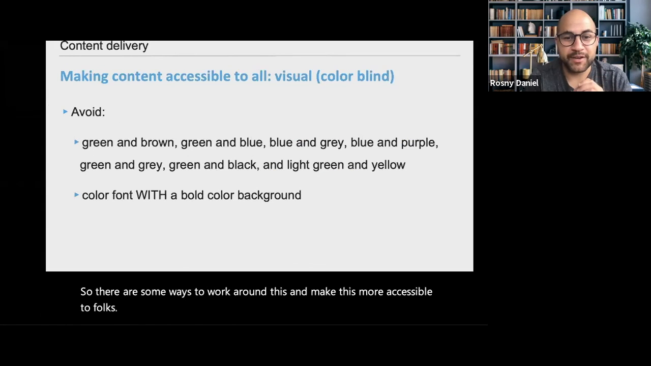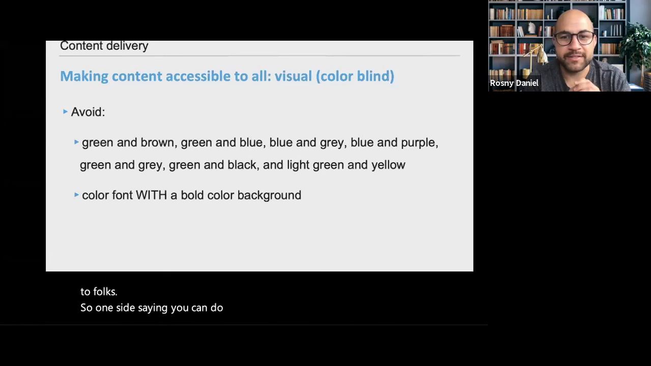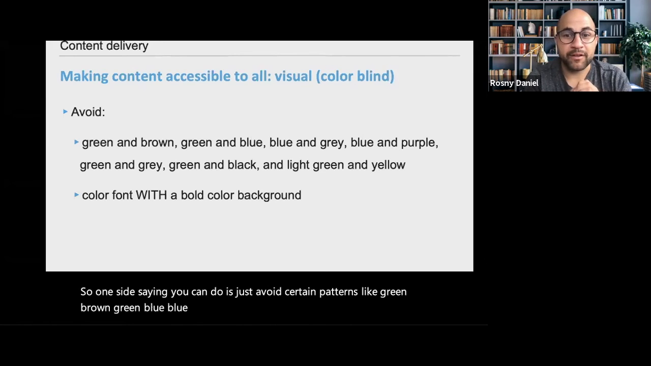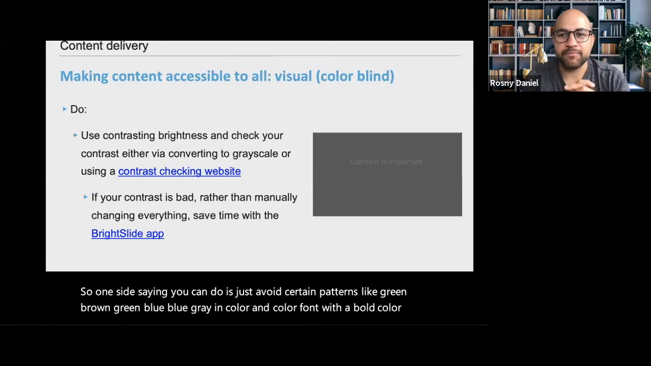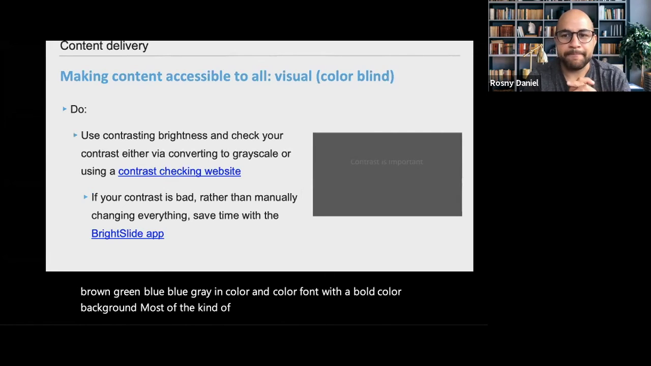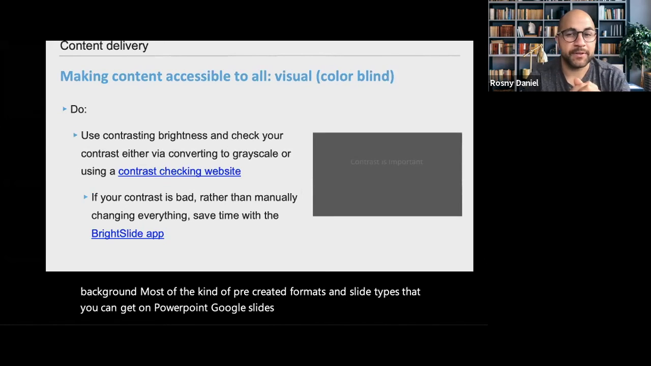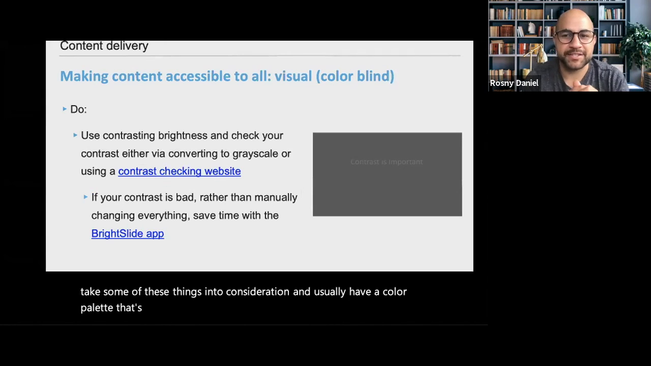One such thing you can do is just avoid certain patterns like green, brown, green, blue, blue, gray, in color font with a bold color background. Most of the pre-created formats and slide types that you can get on PowerPoint, Google Slides, those types of things typically do take some of these things into consideration and usually have a color palette that's a little easier for folks to digest who have all different kinds of color processing differences.